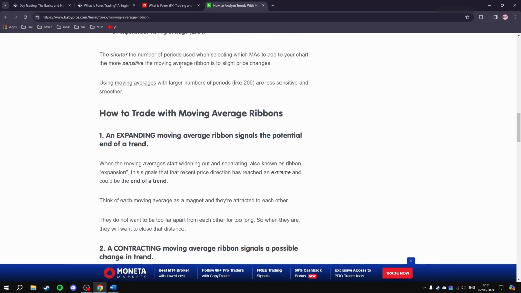The shorter the number of periods used when selecting which moving averages to add to your chart, the more sensitive the moving average ribbon is to slight price changes.